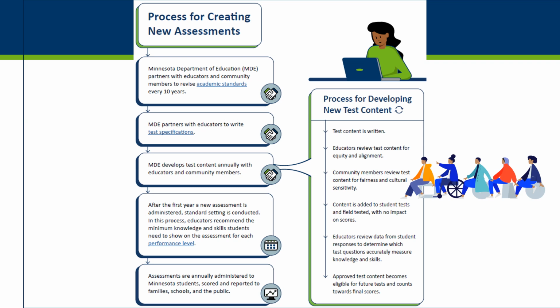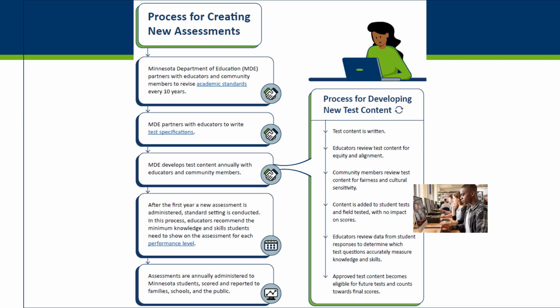Once those items are approved, they go on to be field tested on an MCA or alternate MCA. When an item is field tested, it does not count for or against a student's score. Instead, the student performance on each item is collected and evaluated. It's the item that we are studying at this point, not the student's performance.